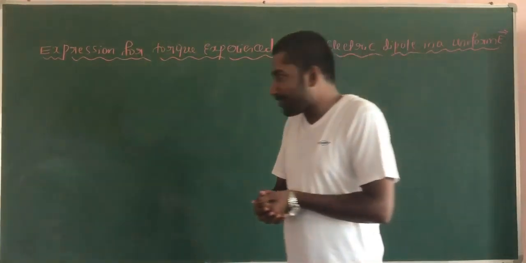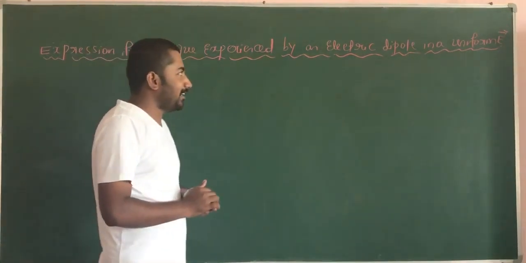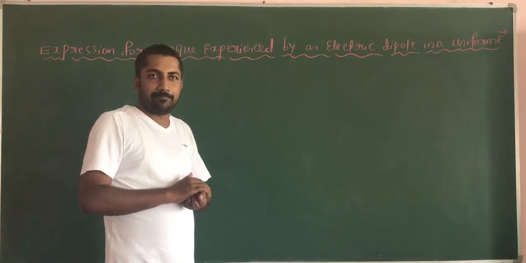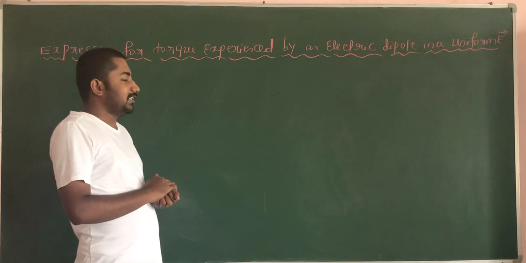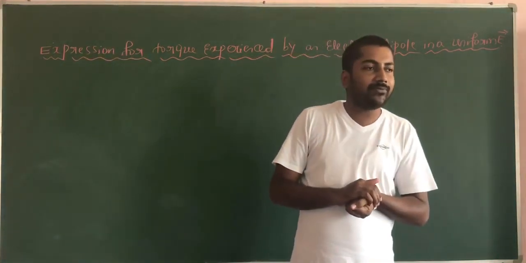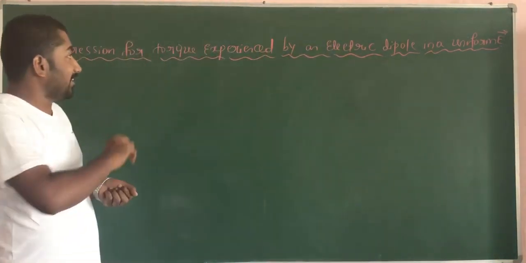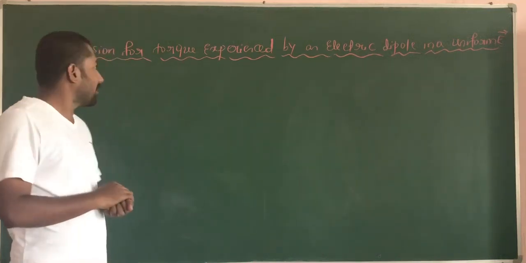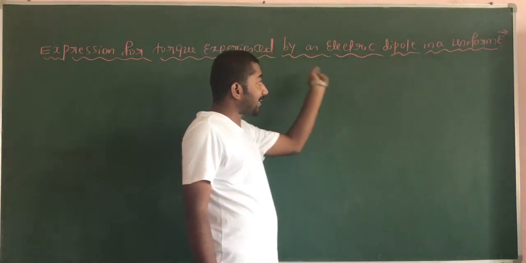In this class I am going to explain the expression for the torque experienced by an electric dipole in a uniform electric field. In the previous classes I have already discussed what is electric field and the types of electric field. Electric field can be divided into two types, uniform electric field and non-uniform electric field. Here, electric dipole in a uniform electric field, the expression for torque experienced by an electric dipole.